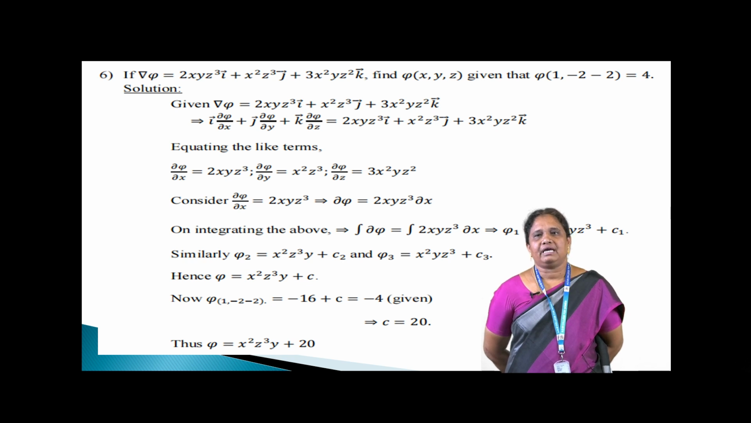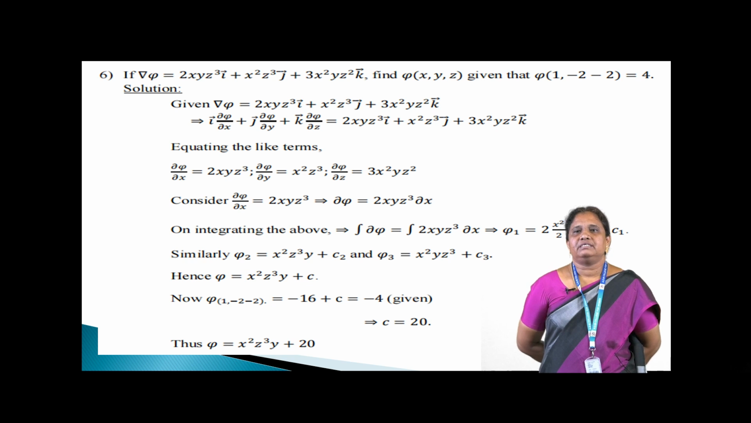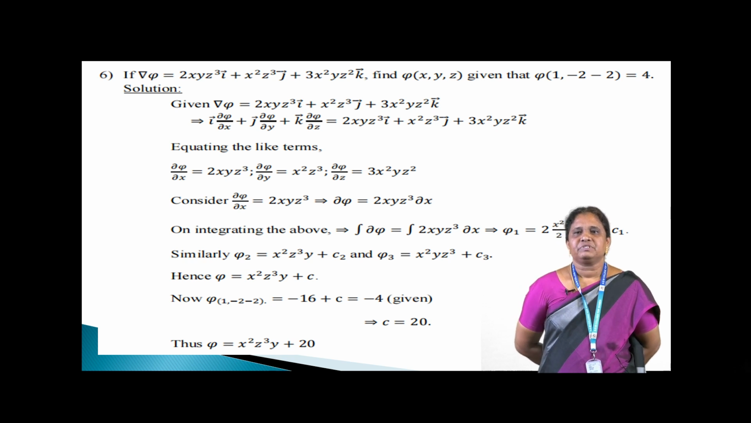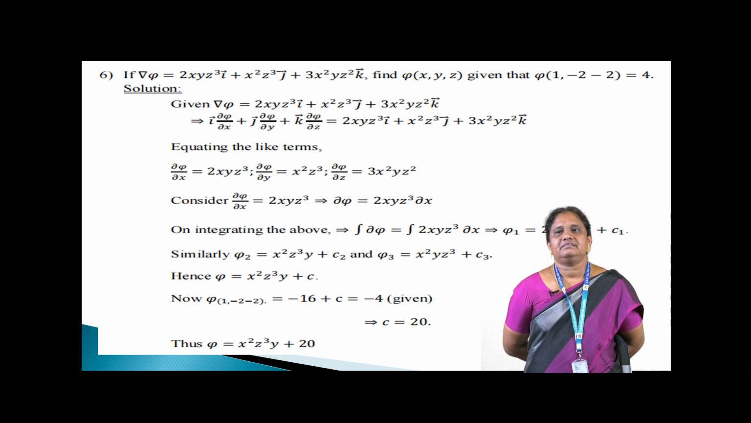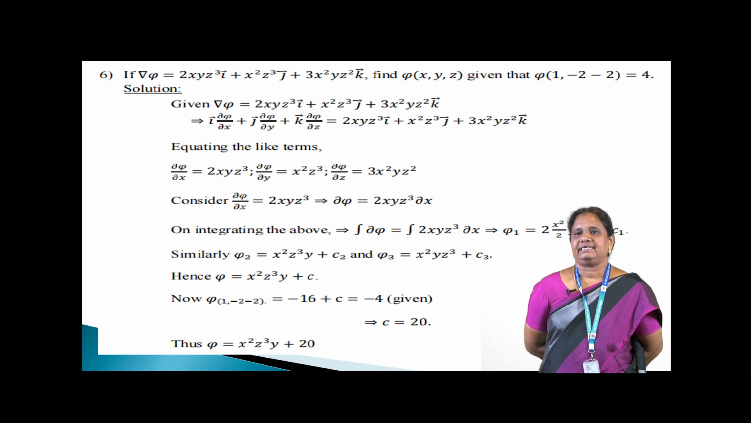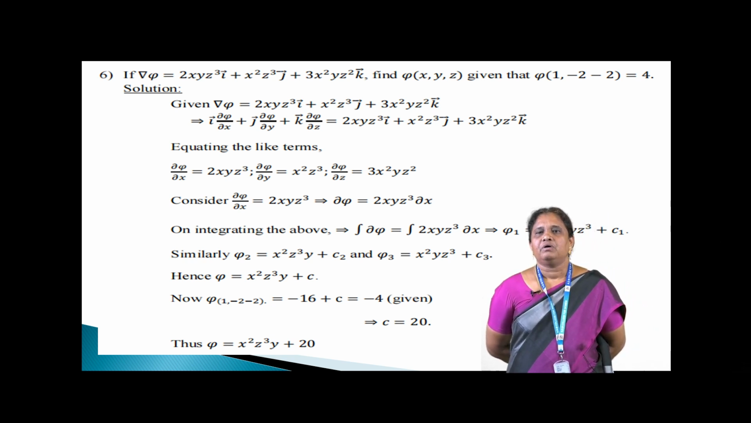Similarly, we can integrate the other differential equations, the second and third one, that is dou phi by dou y and dou phi by dou z, and we get phi 2 and phi 3. For phi 2, integrate the right hand side with respect to y alone, and in the third equation integrate the right hand side with respect to z alone. So we get the answers as phi 2 and phi 3.